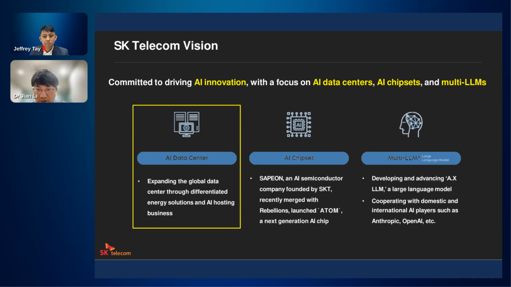Second, on the hardware side, through Sapion and its merger with Rebellion, we are delivering next generation silicon like the Atom chip to accelerate AI workloads more efficiently. And finally, we are also advancing multi-LLM capability by developing our own A.X LLM while partnering with leading AI players such as Anthropic and OpenAI to bring best-in-class models and integrations to customers. Together, these efforts position SK Telecom to power scalable, efficient, and collaborative AI deployment worldwide.